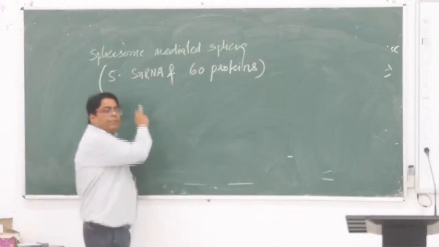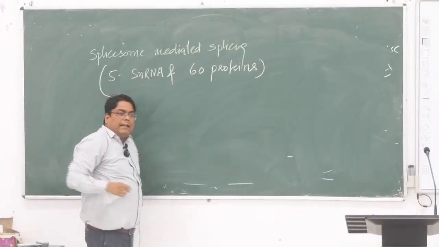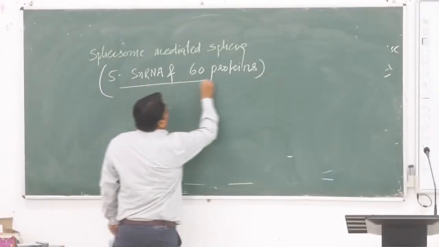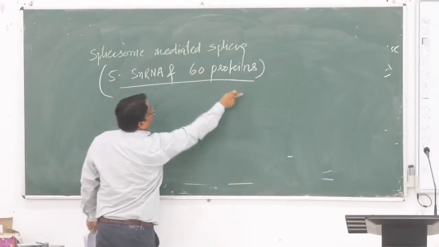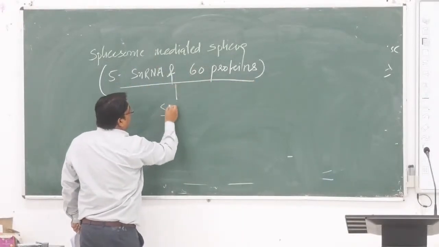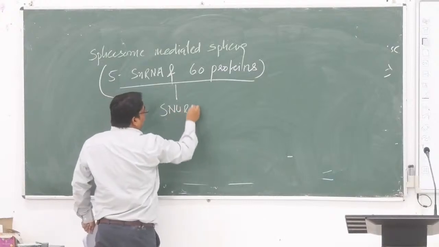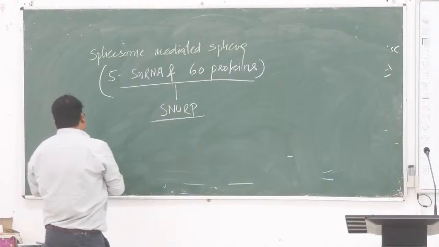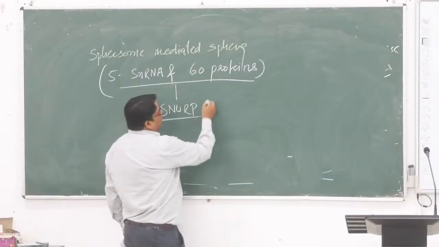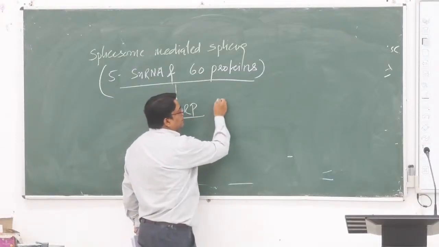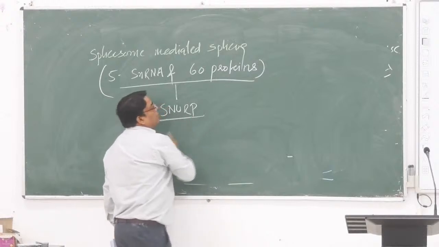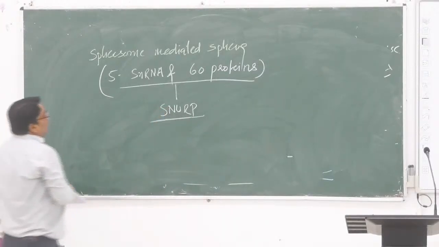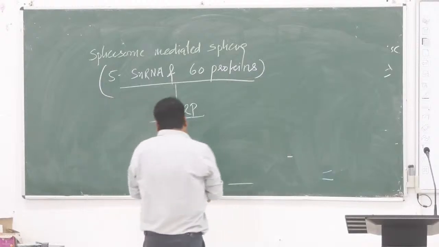For this process, 5 short nuclear RNAs and 16 proteins are required, which we collectively call the composition of these spliceosomes as SNURPs. SNURP is called small nuclear ribonucleoproteins. These are helpful for spliceosome-mediated splicing.